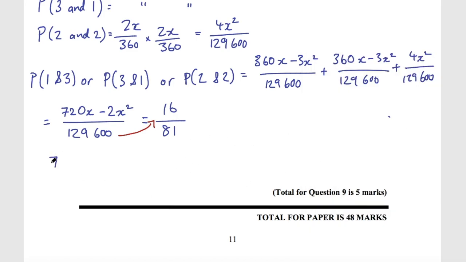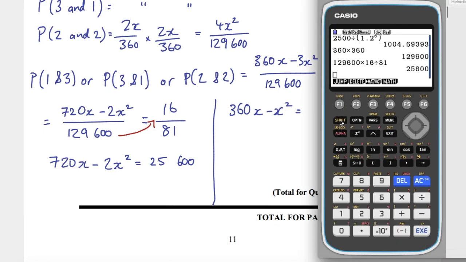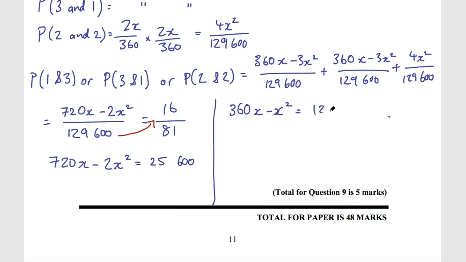So we can say that 720x minus 2x squared equals 25,600. And hopefully you notice a common factor here. It's 2, so we can divide all of this by 2. So we get 360x minus x squared equals the answer. What's the answer divided by 2? 12,800.